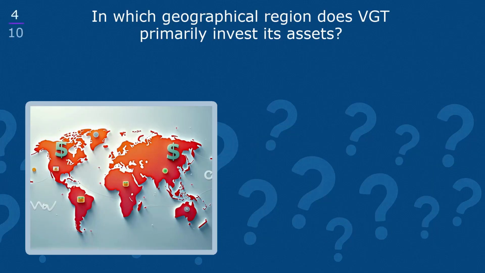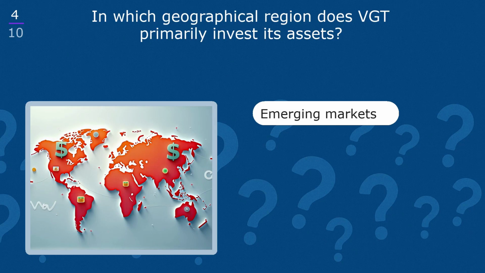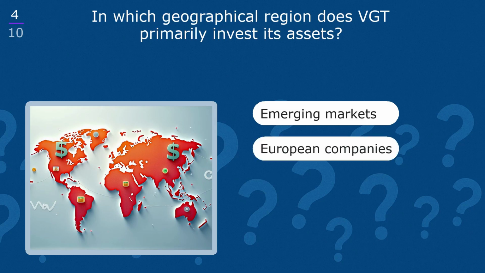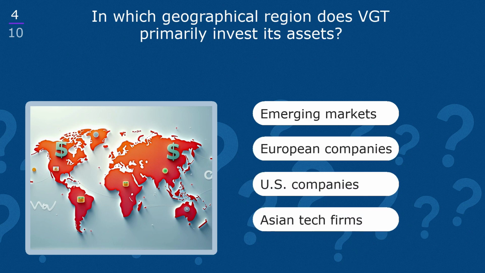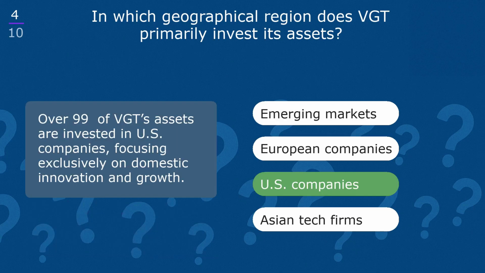In which geographical region does VGT primarily invest its assets? Emerging markets. European companies. US companies. Asian tech firms. Over 99% of VGT's assets are invested in US companies, focusing exclusively on domestic innovation and growth.